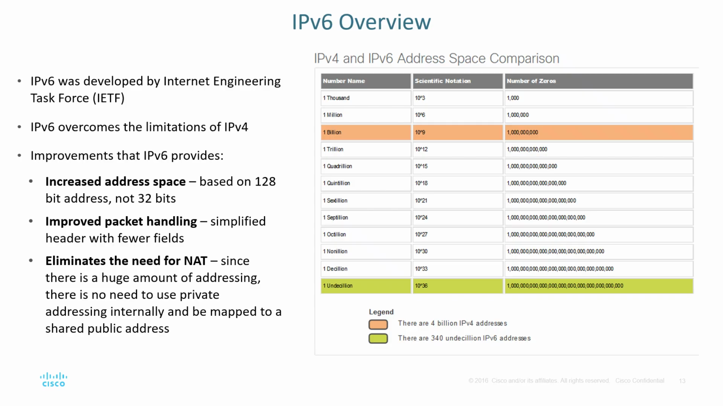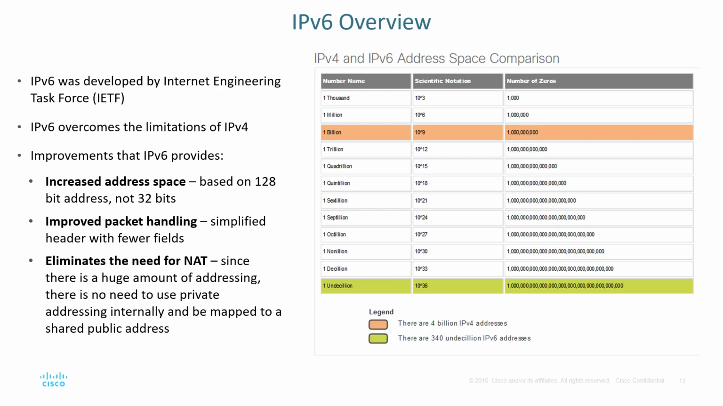So now just a little IPv6 overview. It was developed by the Internet Engineering Task Force, IETF. It did overcome some of the limitations of IPv4. So some of the improvements that IPv6 made was increased addressing space. It is based on a 128-bit address, not 32. It has improved packet handling, so it's going to have simplified headers with fewer fields.